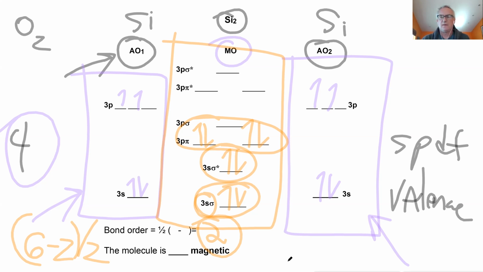What do you think? Do you remember how to determine whether something's magnetic or not? No. It had to do with spin. Never mind. Anyone help them? How do we know if something's magnetic or not? There's something to do with electrons, because it's chemistry. Got to have something to do with electrons. And it has to do with spin.